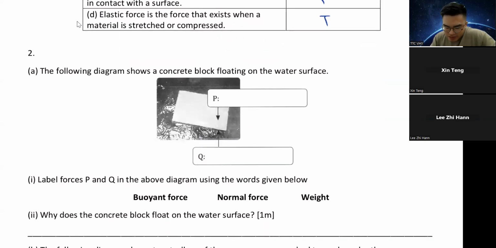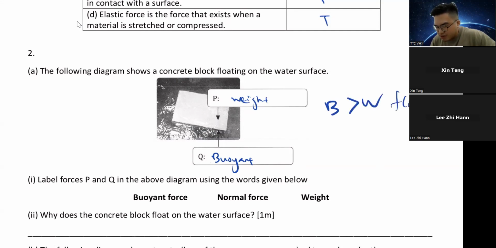Okay, next, number 2. The following diagram shows a concrete block. Concrete block? It should be polystyrene. Okay. Label force P and Q. So the force going up, Q. This is your buoyant force. Right? And then the force trying to pull the weight down is the weight. Okay, guys, very simple stuff. If your buoyant force is higher than your weight, you will float. If your weight is higher than the buoyant force, you will sink.